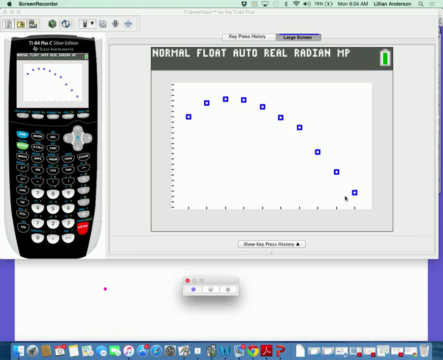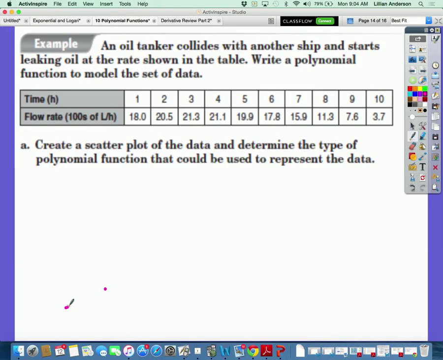Quadratic. That opens how? Down. Which means that A is what? Positive or negative? Negative. Okay, so we should be able to see that. So in A, it says create a scatter plot of data and determine the type of polynomial function.